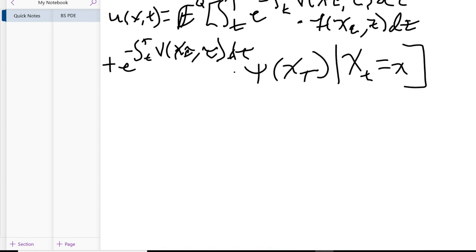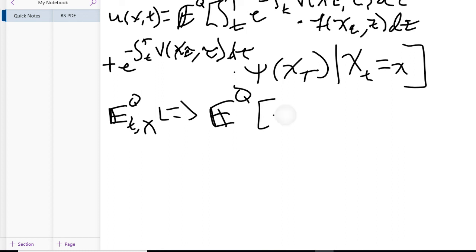First things first, I'm going to use a notation. So I'm going to write the expectation of Q, and then I'll do subscript t comma x. For me, that's the same thing as when you have, say, expectation under Q of some stuff, and then given x(t) equals x. So that's just notation that I'm going to use.